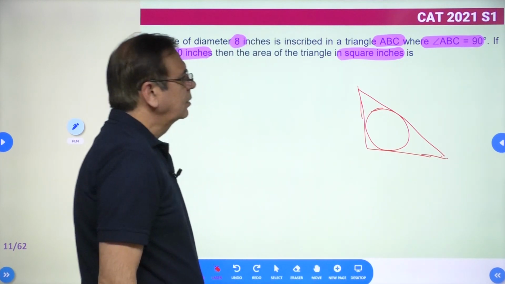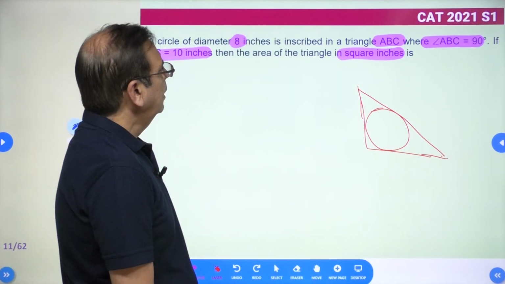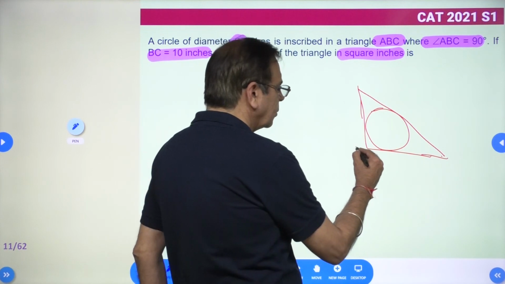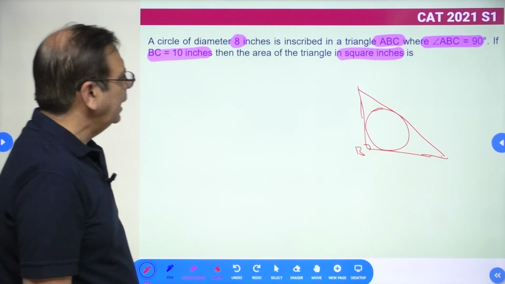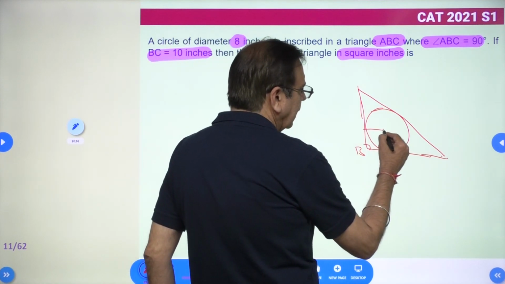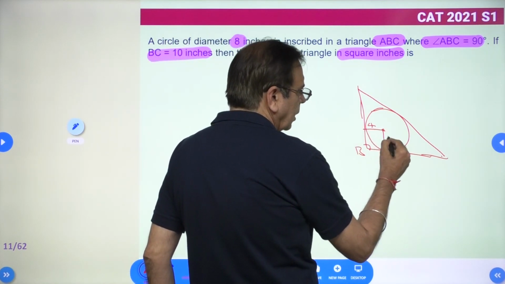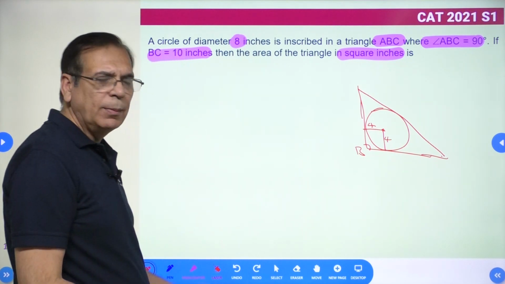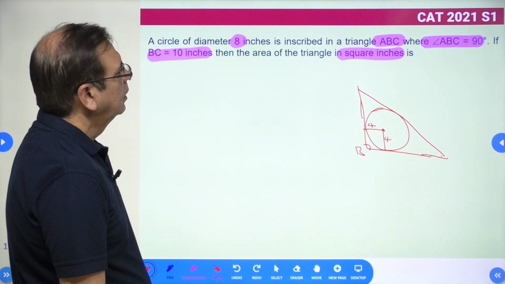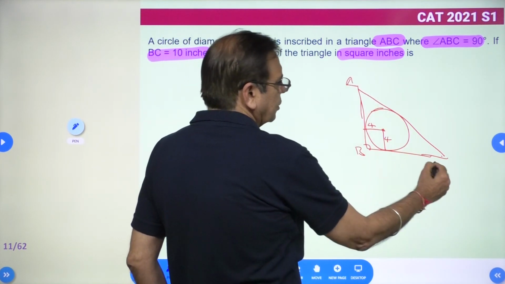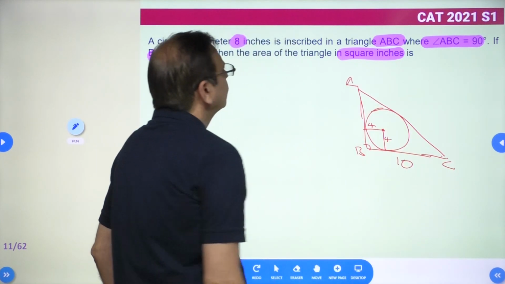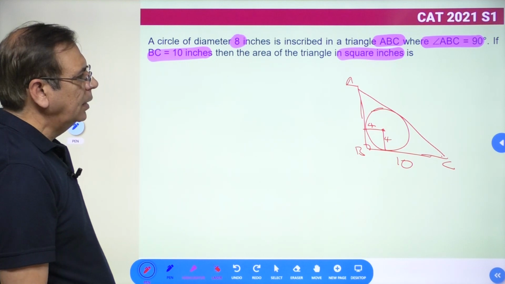You have a figure something like this. Angle B is 90 degrees, so I took B as 90 degrees. The diameter is 8 inches, that means this should be 4. This should also be 4. The radius will be 4 inches. BC is equal to 10 inches. What is the area of the triangle?